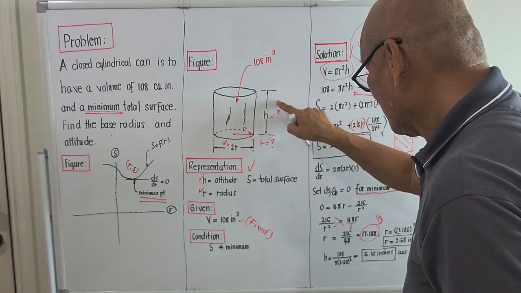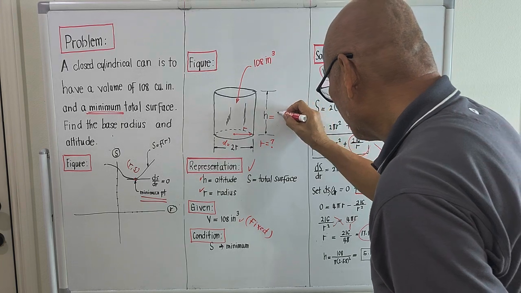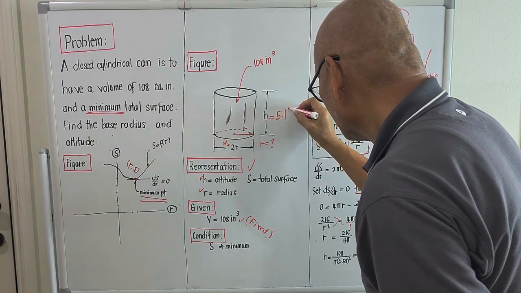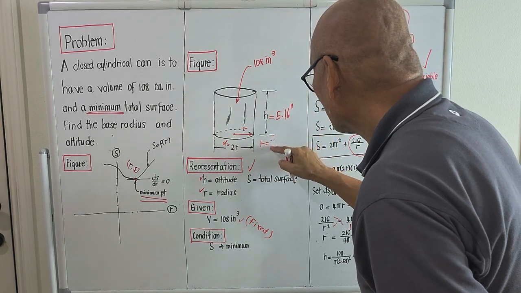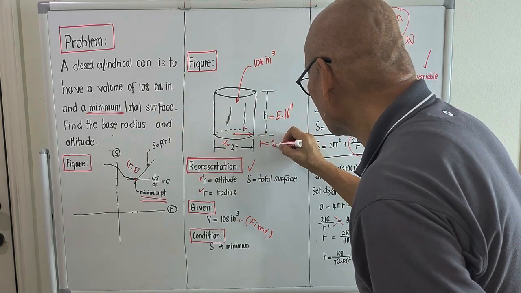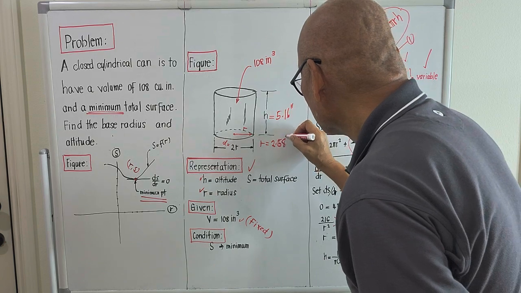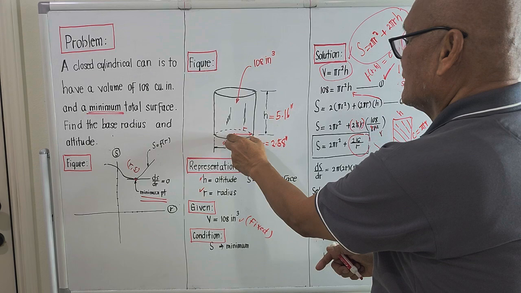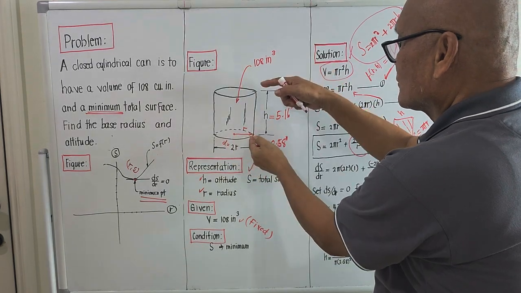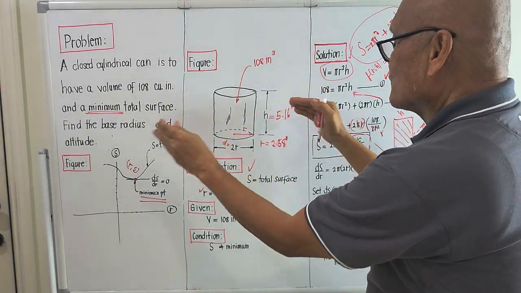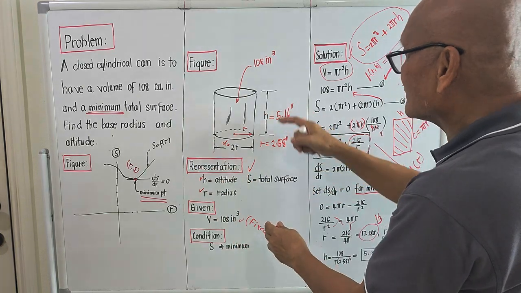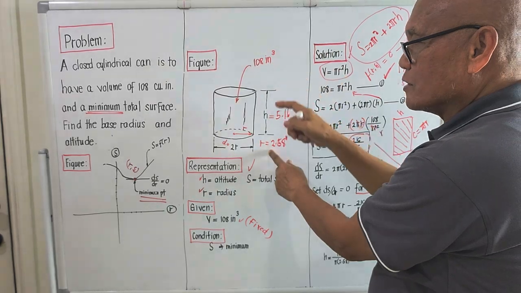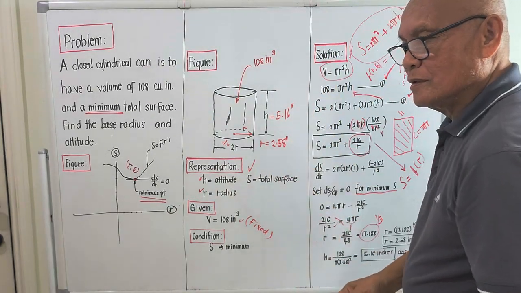So the height is 5.16 inches, and the value of the radius is 2.58 inches. Meaning to say, the height is twice the radius. So if we compute for the volume with this given h and r, it will give us the volume of 108 cubic inches, to be sure.